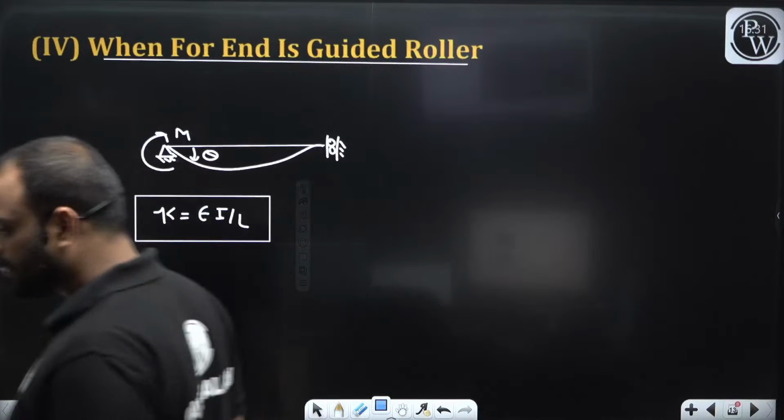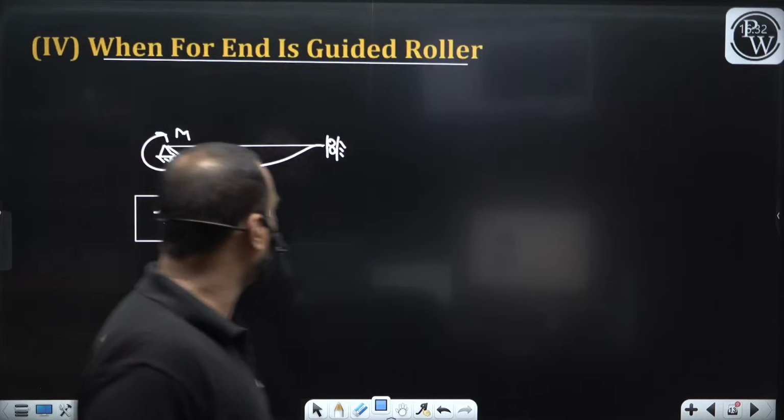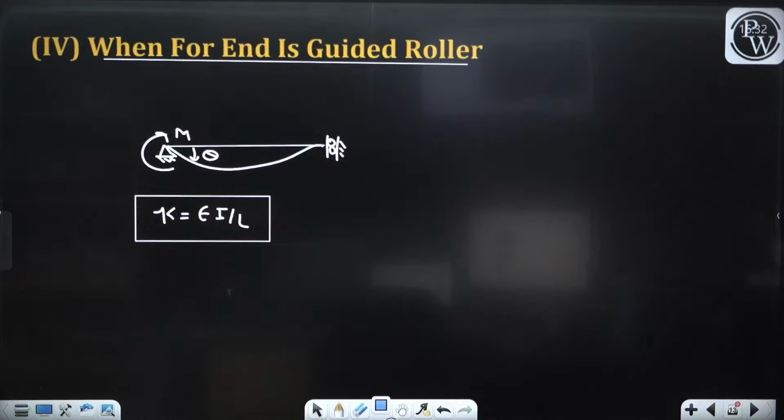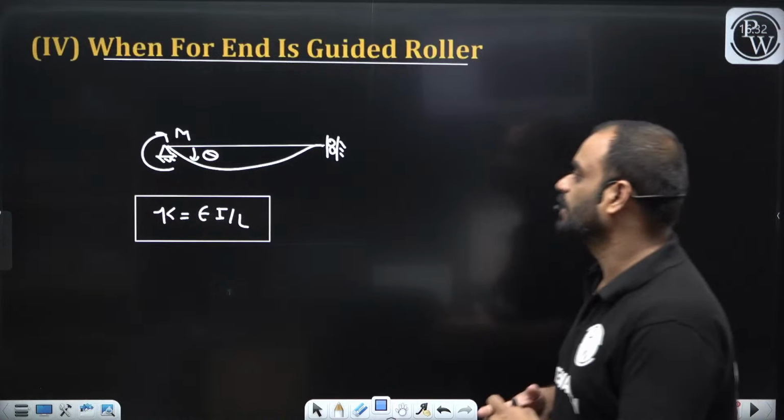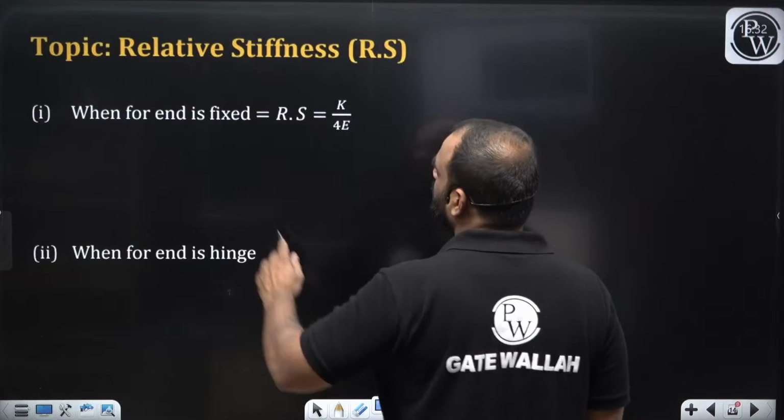Clear? Yes or no? Please write it down. Is it clear to each and everyone? When far end is guided roller, it is EI by L. Okay, perfect. Now guys, let us understand another term which is known as relative stiffness.